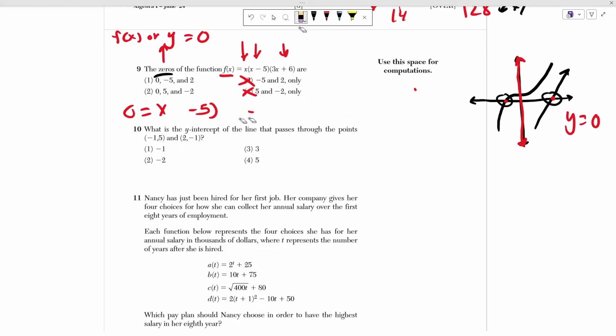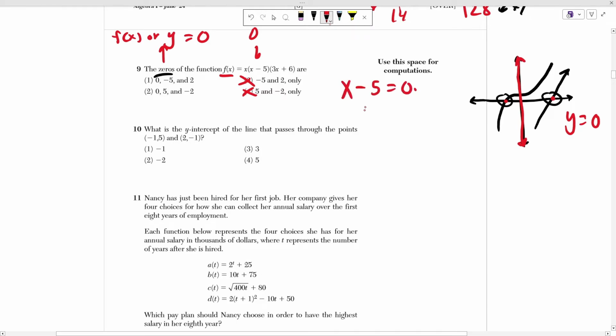Now let's solve for the other points. What if this parenthesis was equal to 0? Then again, the entire thing would equal 0. So x minus 5 is equal to 0. Add 5 on both sides, you get x equal to 5. Because 5 minus 5 is 0, 5 has to be a zero. That's why choice 2 is correct. The answer is not negative 5, it's actually 5. And then that's it.